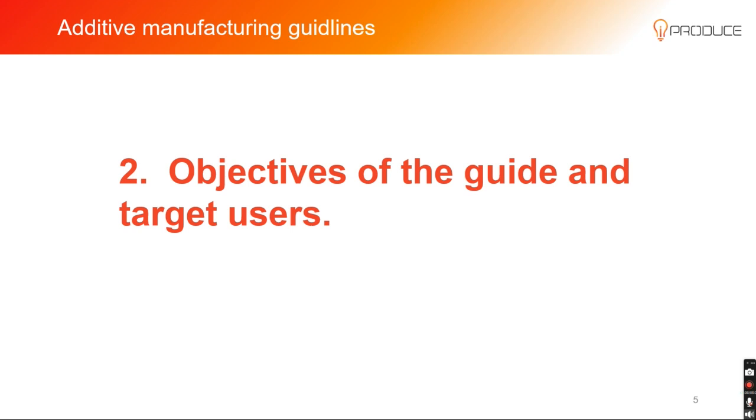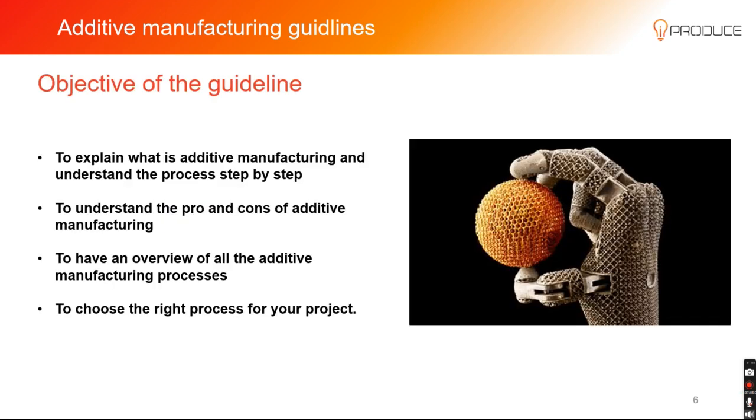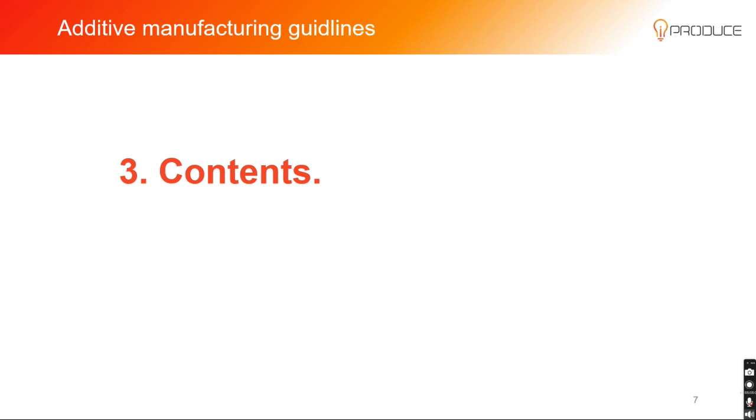We will now detail the objectives of this guide. By reading carefully these guidelines, you will be able to explain what is additive manufacturing and understand the process step by step. To understand the pros and cons of additive manufacturing. To have an overview of all the additive manufacturing processes. To choose the right manufacturing process for your project.